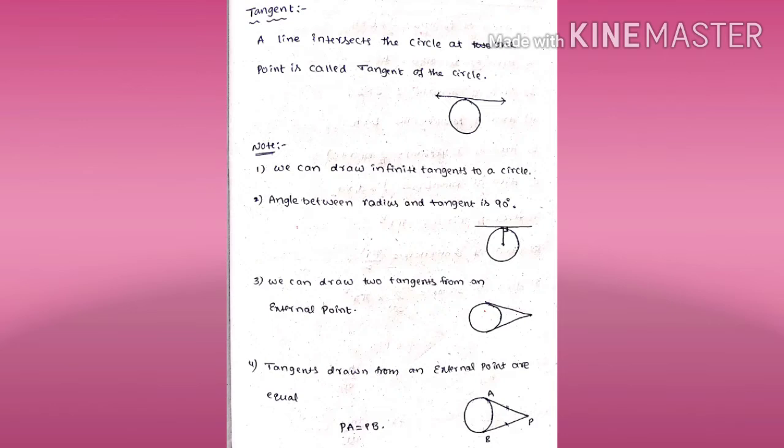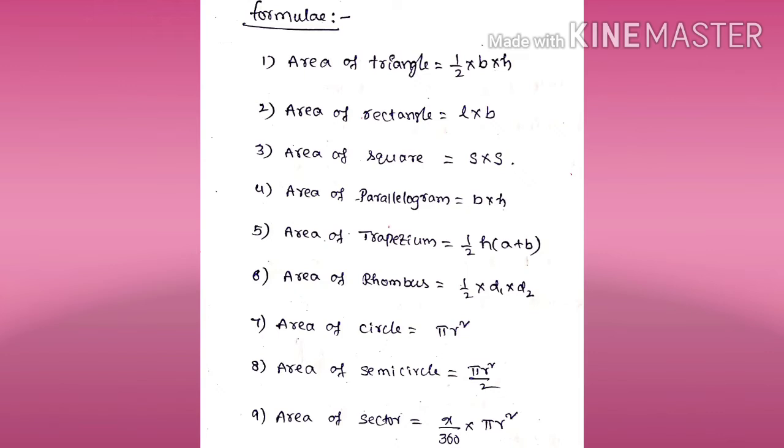PA length is equal to PB. The lengths of tangents drawn from an external point are equal. Okay, let's go for the next slide. Here are some more useful formulae.